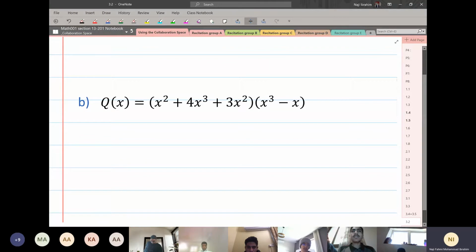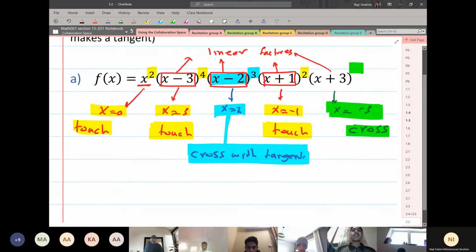I have a question. Yes. In the first example, if we make, for example, x - 3 to the power of 4 brackets.